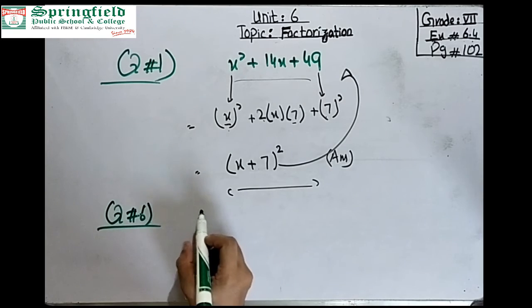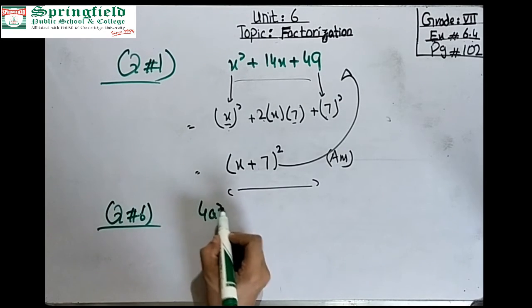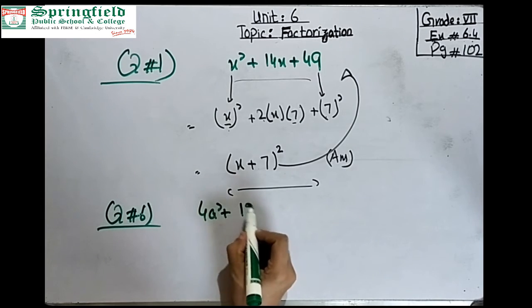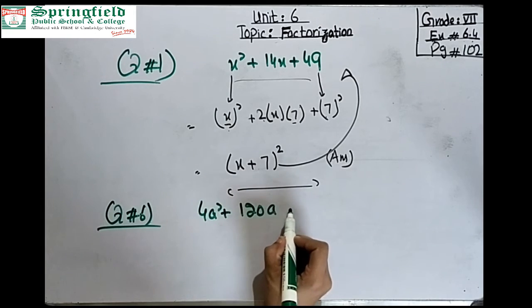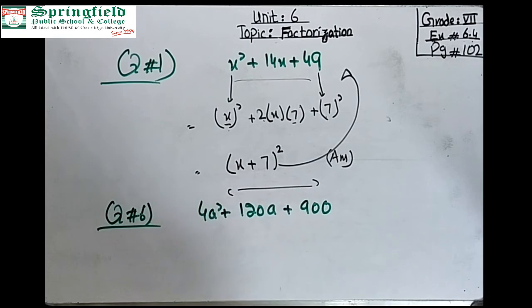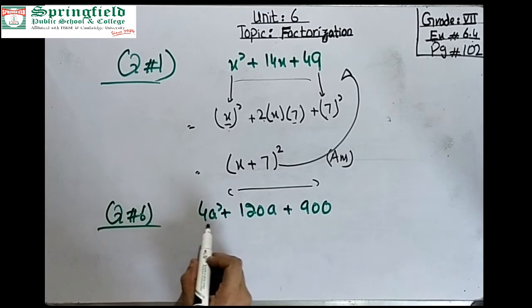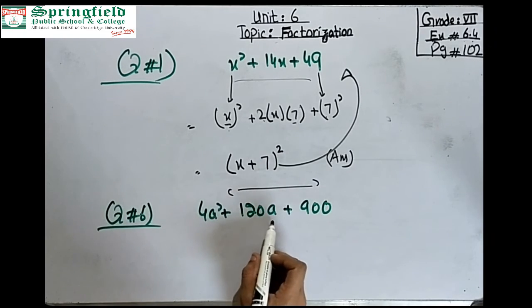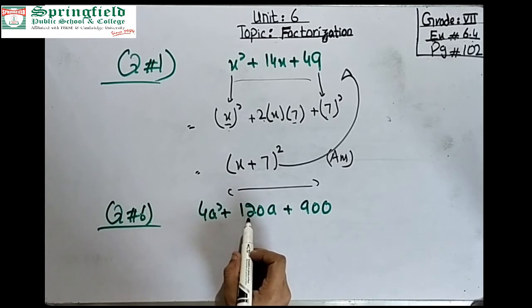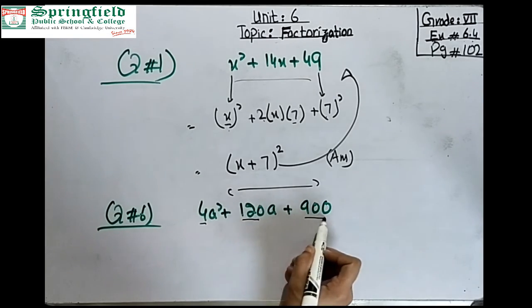Question 6 is 4a square plus 120a plus 900. Okay beta. Now 4a square plus 120a plus 900. So first we will check whether 4, 120 and 900 share a common factor.